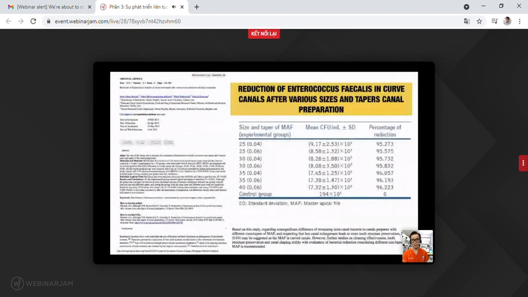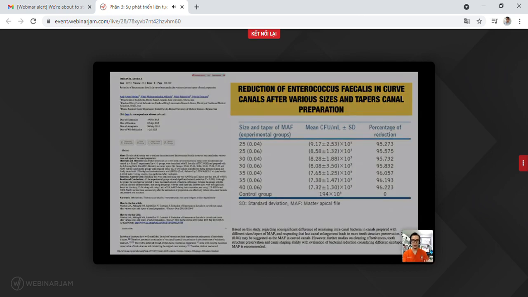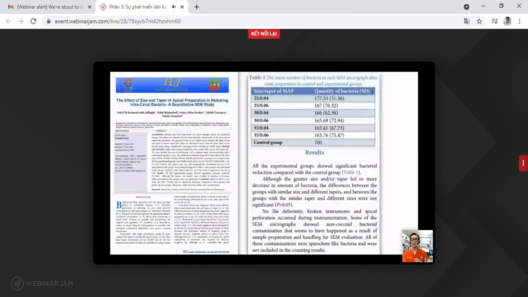And as you can see here, we have seen the anatomical point of view, we have seen the irrigating needle point of view. Now I want you to see it from the bacterial load point of view. From this point of view, we can see that number 25 4% taper up to 6% taper doesn't have much difference. And another paper shows that 25 4% taper is still capable of reducing the quantity of bacteria from the apical level to the coronal level.